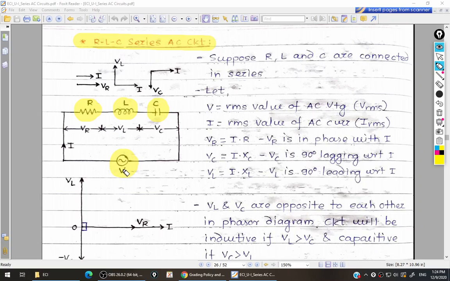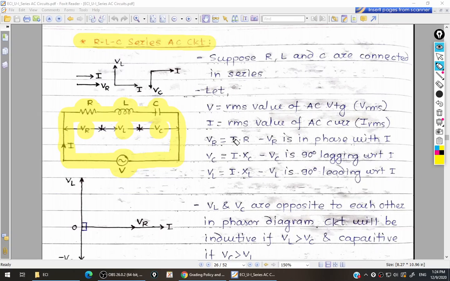So when we turn on this AC supply, what happens? Current starts to flow through this circuit. We are calling this current as current I. When this current passes through all these components, voltage is developed across resistor, inductor and capacitor. So we are getting three different voltages. We are calling them VR, voltage across resistor, VL, voltage across inductor and VC, voltage across capacitor.